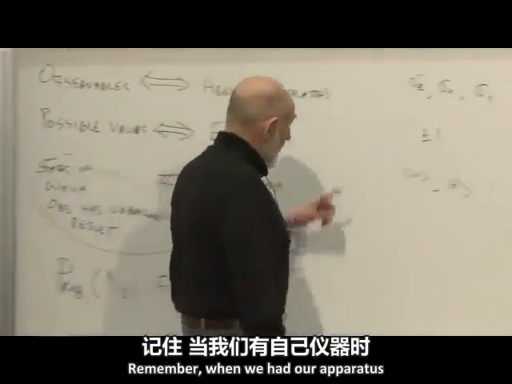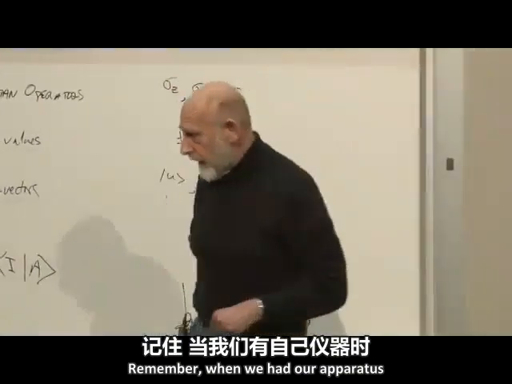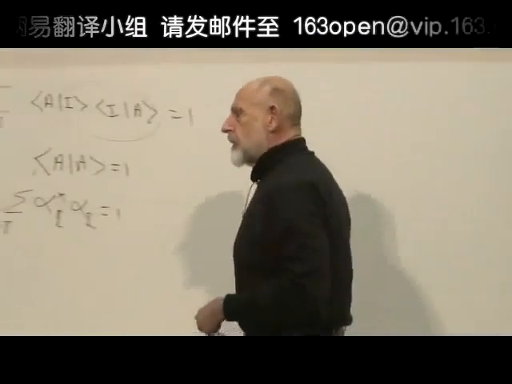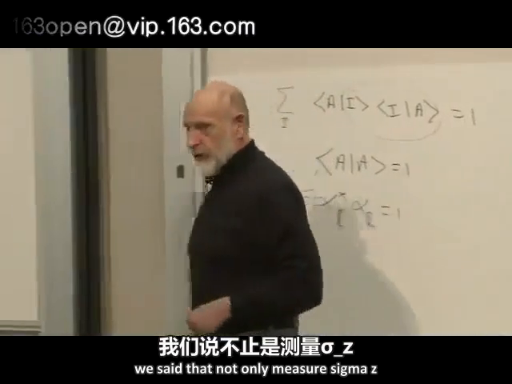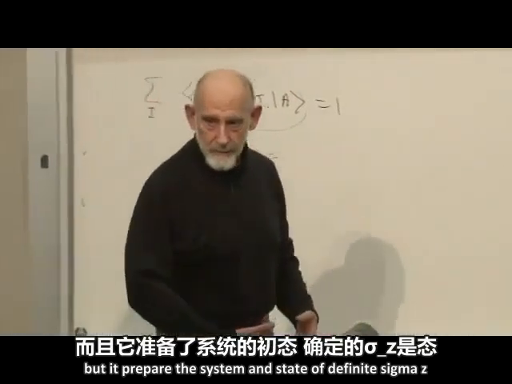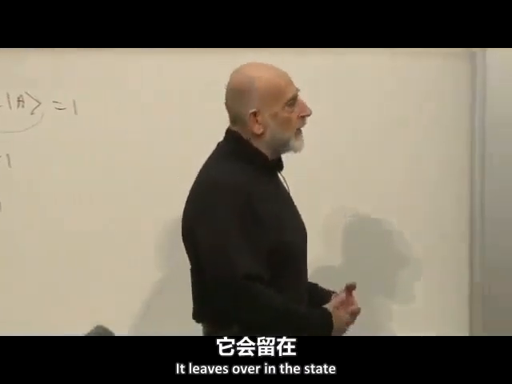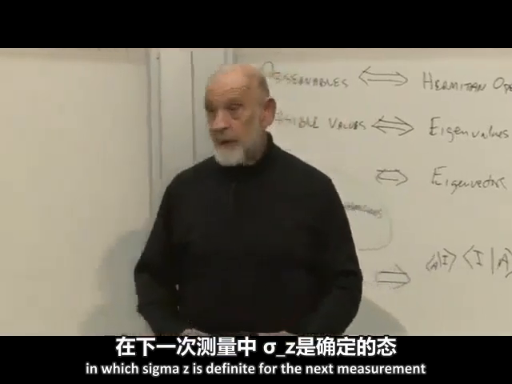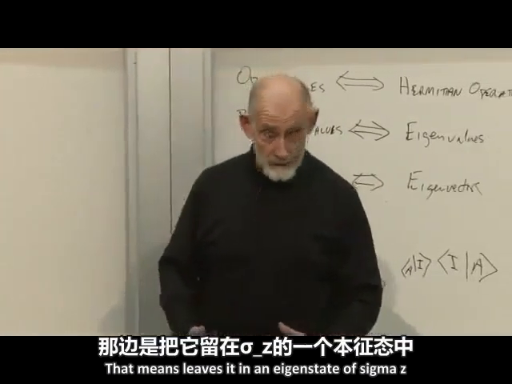Remember, when we had our apparatus and we measured sigma z, we said that it not only measures sigma z, but it prepares the system in a state of definite sigma z. It leaves it in a state in which sigma z is definite for the next measurement. That means it leaves it in an eigenstate of sigma z.